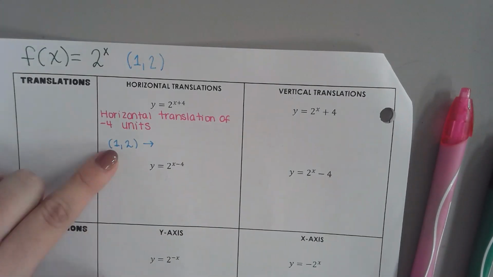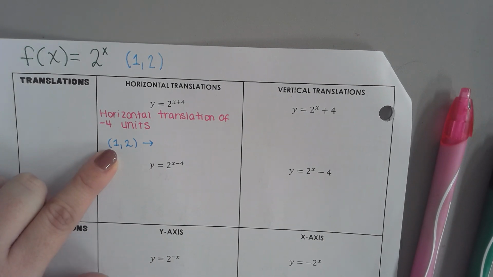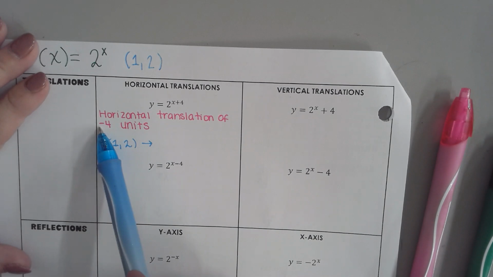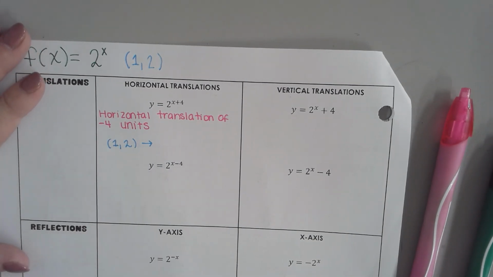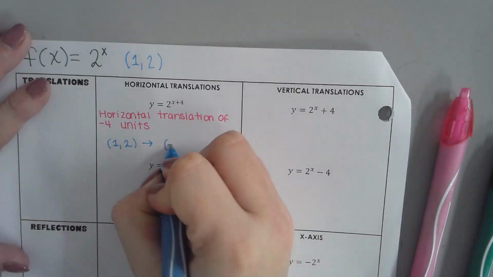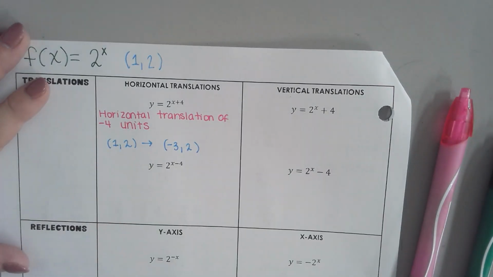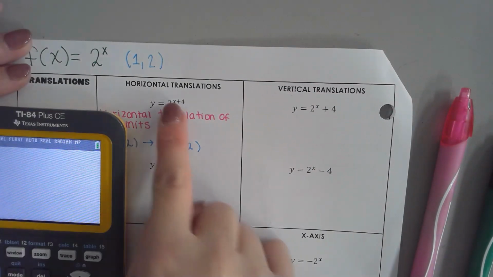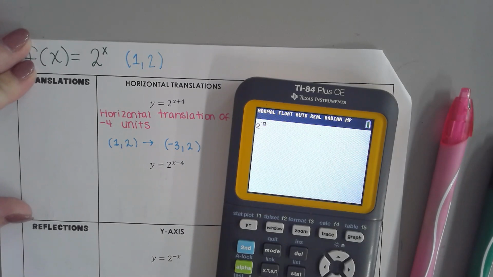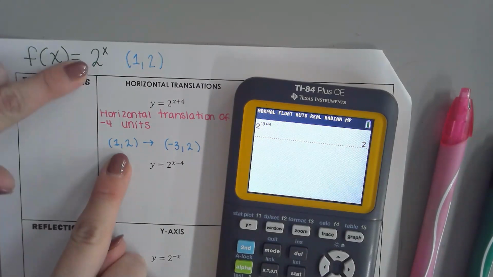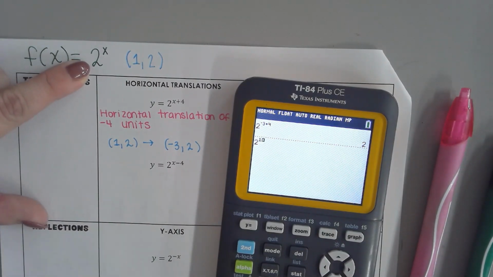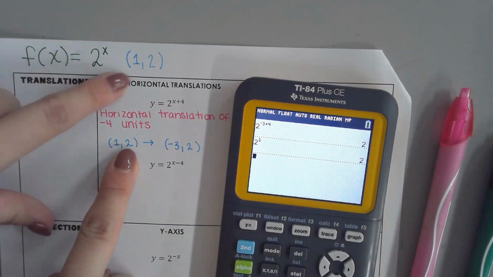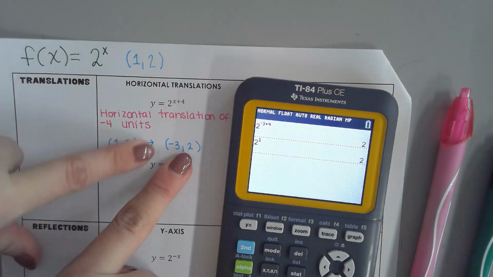Every one of these, something changes to your x. Since it's a horizontal translation of -4, we're going to subtract 4 from the x. And I would get -3, 2. And let me show you. If I plug in a -3 for x here, my answer should be 2. 2 to the -3 plus 4 is 2. So this point is on my original. 2 to the first power is 2. -3, 2 is on my new one.